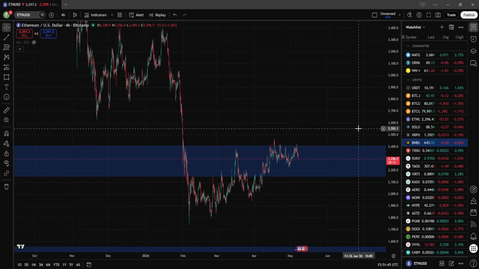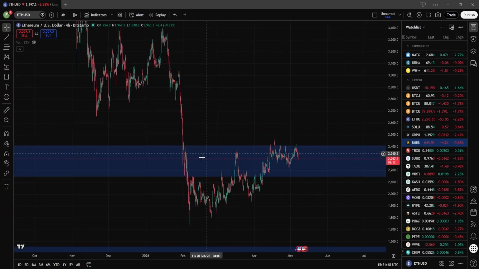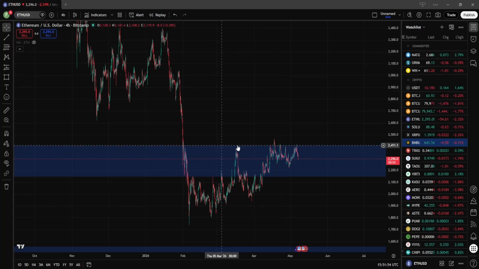So on the 4-hour chart, we're coming up to the top of this key area of support or resistance, which is currently acting as resistance. We're at the top of this zone right now. So this might be a place where you want to short, but you want to wait for a reaction because it can break through here.